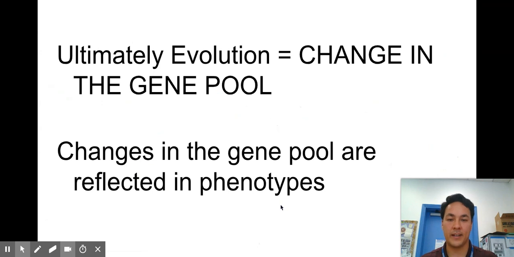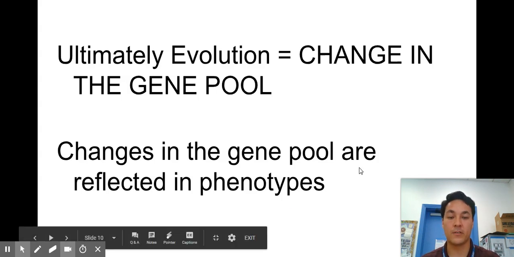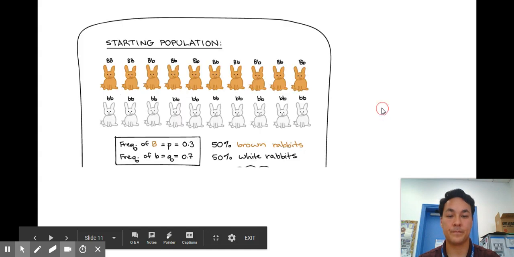So ultimately, it comes back to a change in the gene pool. We haven't gone over genetics. This is the first year that I've taught evolution before genetics, so we will. But changes in the genes are reflected in the phenotypes or the physical traits that you see.